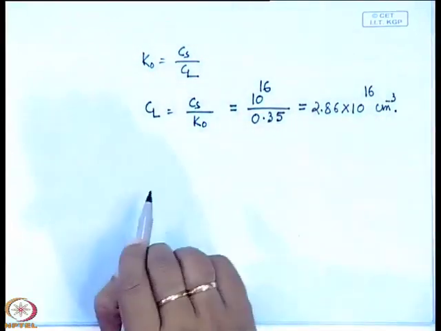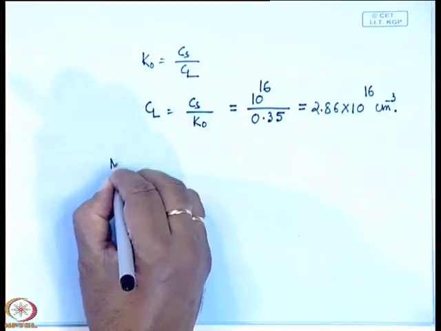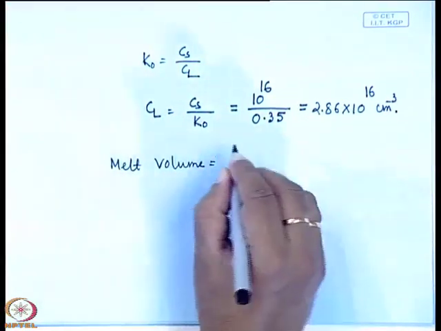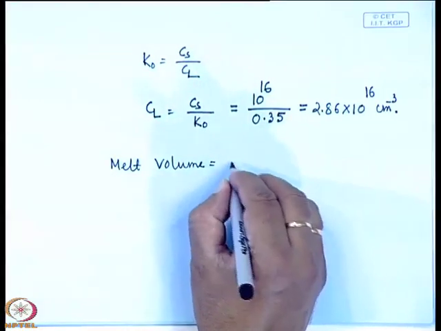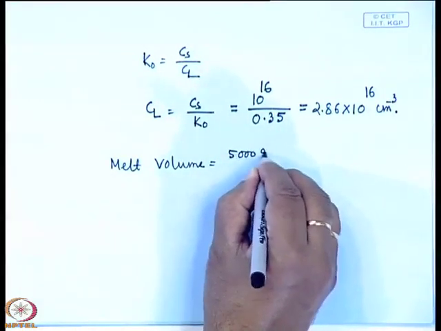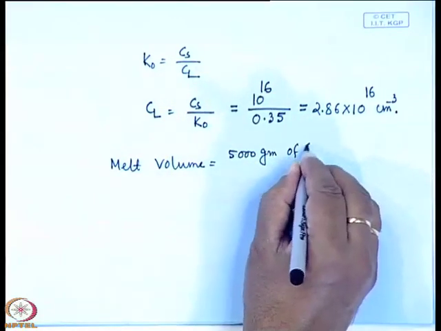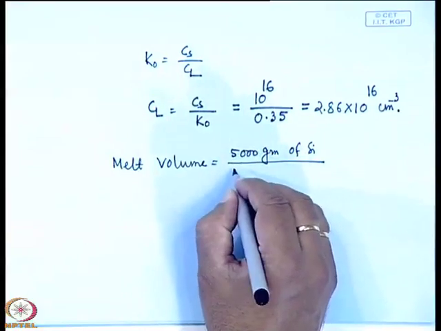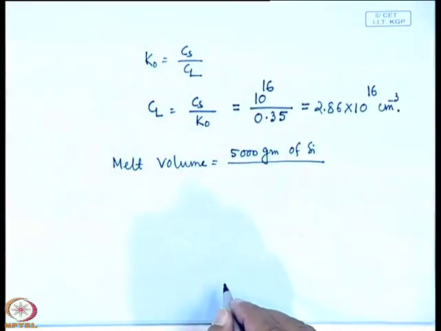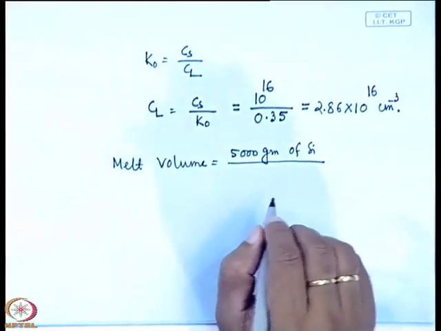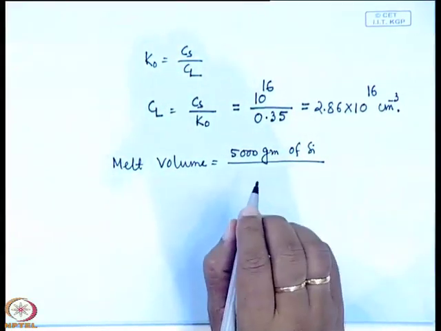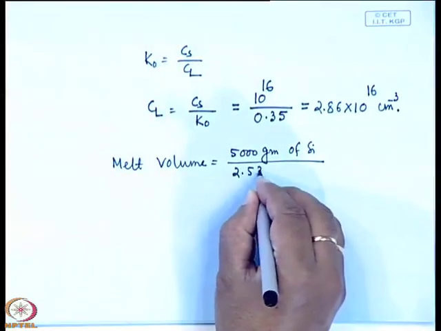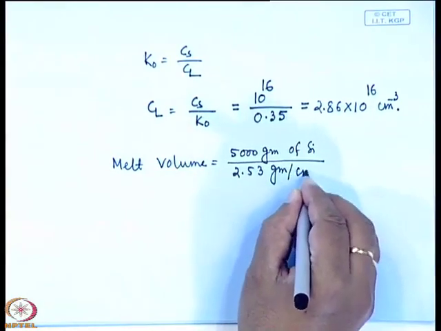Now, what is the volume of the melt? Melt volume is, how much melt was there? 5 kg. So, that means 5000 gram of silicon divided by density of silicon. Density of silicon is how much? 2.33, but the molten silicon has higher density than the solid silicon and it is 2.53 gram per centimeter cube.